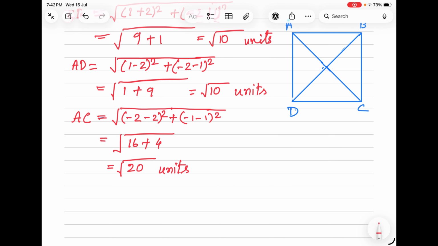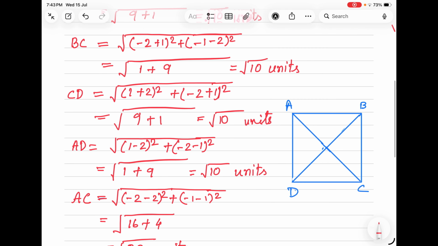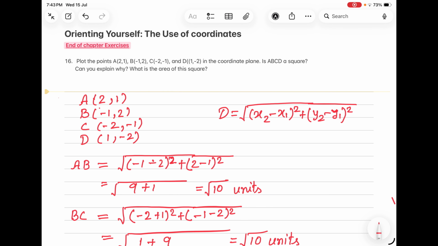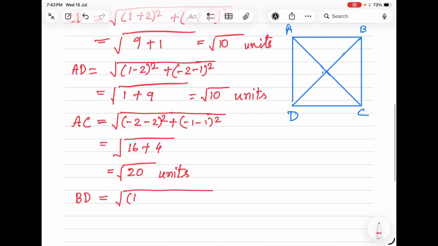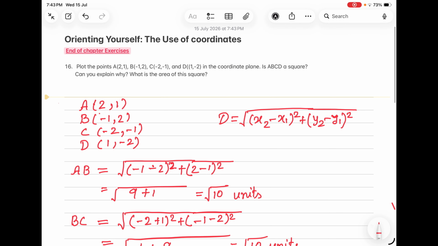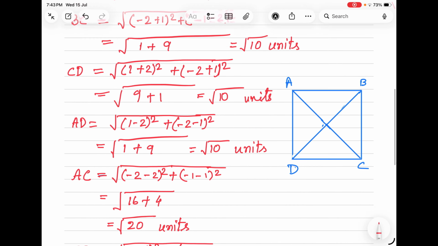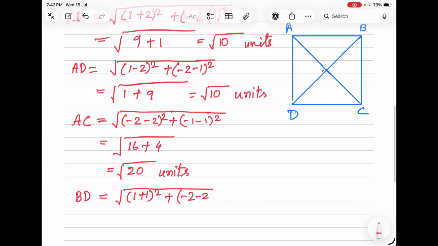Similarly, the other diagonal BD. What is the length of BD? Coordinates of B and D are (-1, 2) and (1, -2). That means (1 minus (-1)) is 1 plus 1, 2, square 4, plus (-2 minus 2) is -4, whole square 16. Therefore, square root of 20 units.